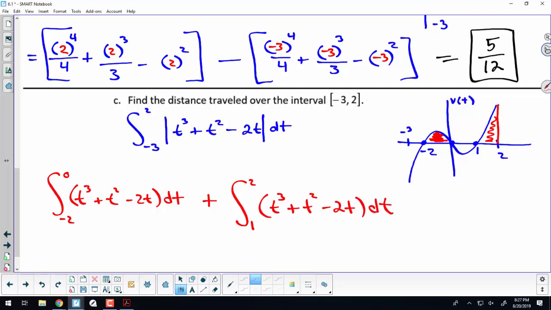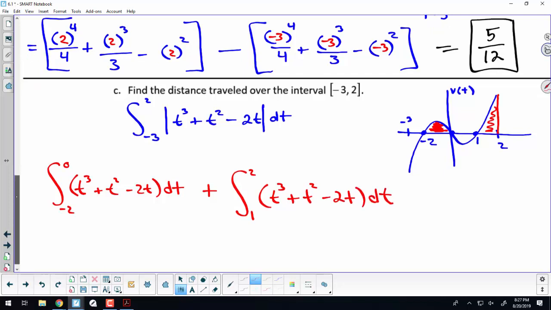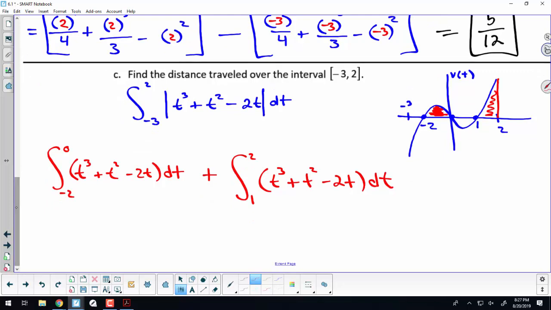I'm going to run out of space to write it in a line, but now that we've addressed those positive areas, like we said, you never do anything with them. You just leave them as is. Is everybody okay with that? The negative ones, we just make negative. So this area here is negative, and this area here is negative.